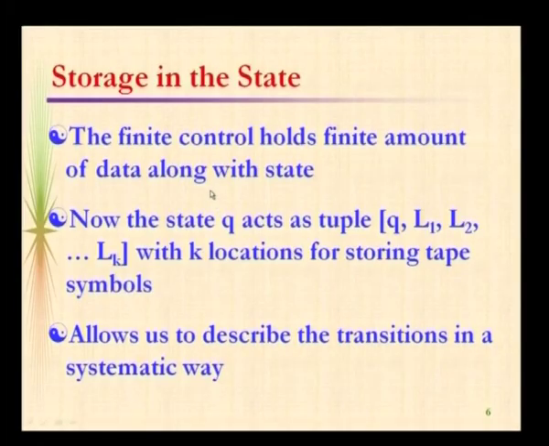Here we have the description of the storage in the state. For a single Turing machine, there is only one finite control available. The finite control holds a finite amount of data along with the state, and how will it be represented now? Earlier we had only q, the state of the finite control. Now we have different locations L1, L2, L3 etc. up to Lk, where k is the number of locations on the storage for the symbols.